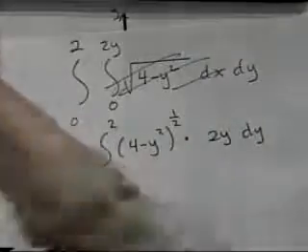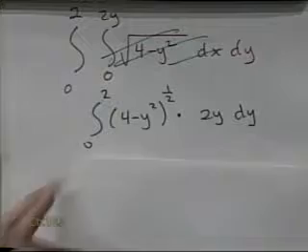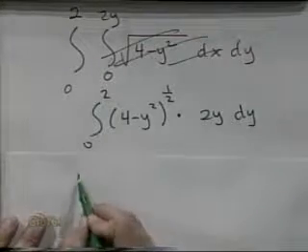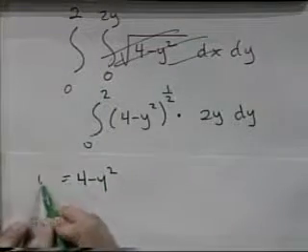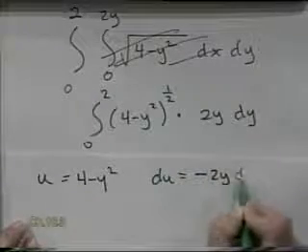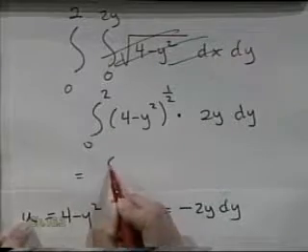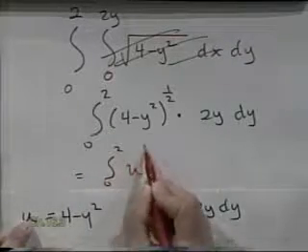U substitution time. What are our u substitutions going to be here? I'm going to let 4 minus y squared be u. So du is minus 2y dy. So I say, oh, piece of cake. So this is becoming the integral from 0 to 2 of u to the 1/2.